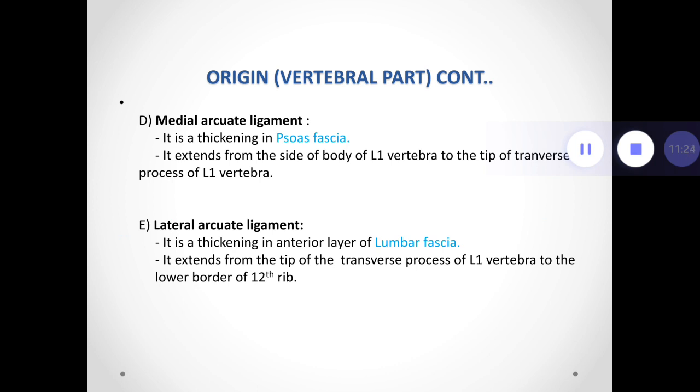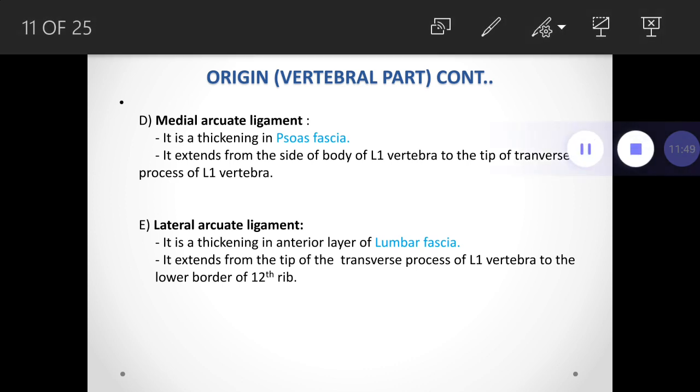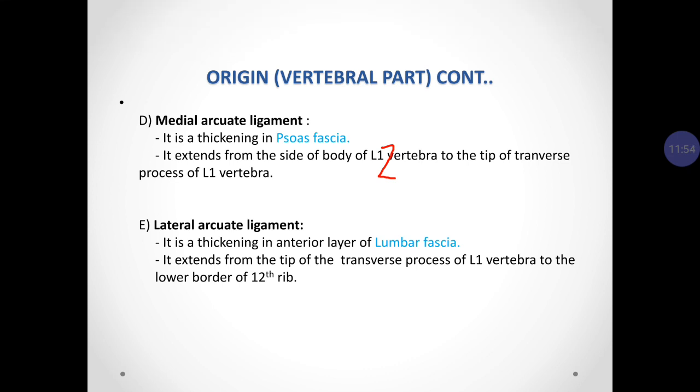Then lateral to it was the origin of fibers from the medial arcuate ligament and the lateral arcuate ligament. The medial arcuate ligament is basically a thickening in the psoas fascia, and it extends from the body of L1 vertebra to the tip of the transverse process of L1 vertebra. There is a small error. It basically extends from the side of the body of L2 vertebra to the tip of the transverse process of L1 vertebra. And then we have seen the lateral arcuate ligament, which is a thickening in the lumbar fascia, and it extends from the tip of the transverse process of L1 vertebra to the lower border of the 12th rib.